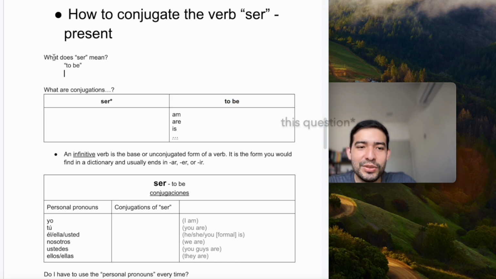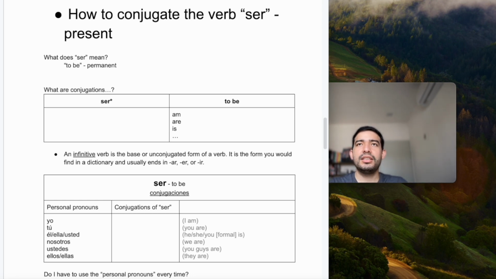Now, going back to this answer, what does ser mean? Ser means to be. We will use it mainly for permanent things, things that will be hard to change, right? Just keep this in mind. To be, but permanent. Ser is permanent. There are, of course, some exceptions, but I just want you to learn this. Permanent. Ser is permanent. Muy bien.